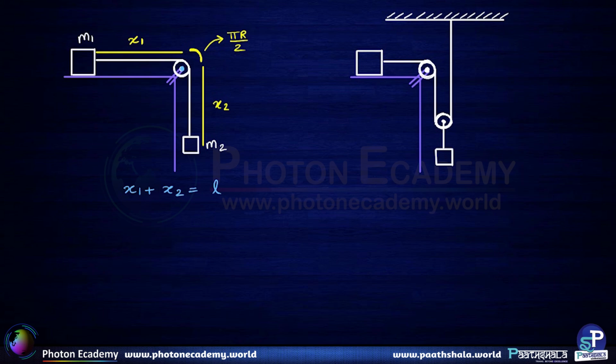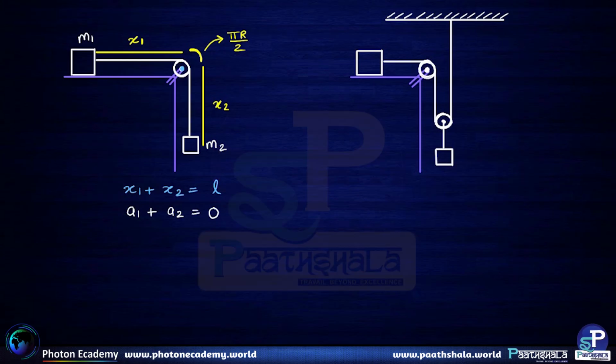So on differentiating this particular equation, I get a1, double differentiating, in fact, a1 plus a2 is equal to 0. We have skipped the step when we single differentiate it to get v1 plus v2 equal to 0, because ultimately we want the relationship between the two accelerations.